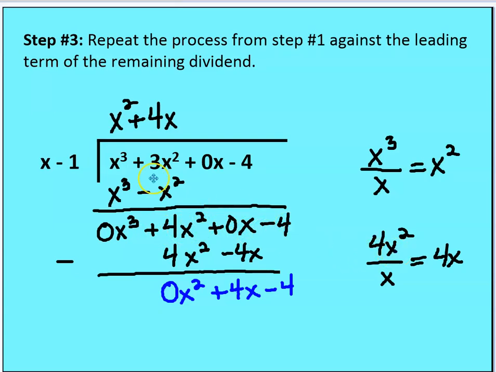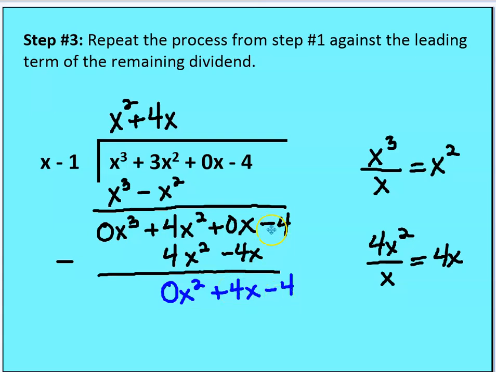And we're going to go through the same process. We're going to divide x into 4x squared, and we get 4x. That becomes our next term in our quotient. And then we're going to multiply this by x minus 1. So we get 4x squared minus 4x. We're going to subtract these values. We end up with 0x squared minus a minus 4x, which is plus 4x. Minus 4 minus 0 is minus 4.